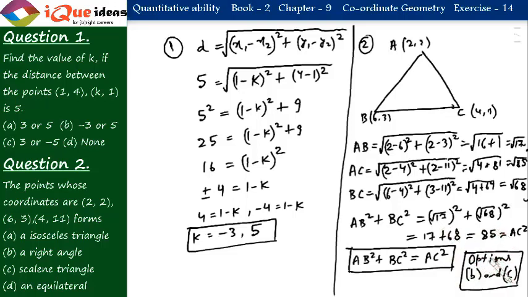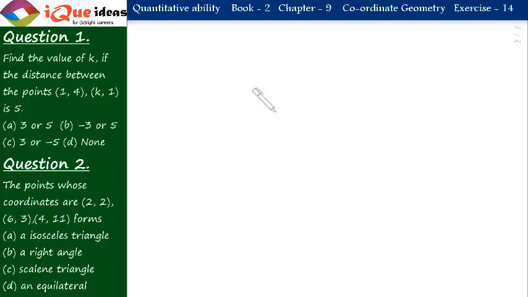Options B and C both are correct because they say right angle triangle as well as scalene triangle. For scalene, no side should be equal, right? For a right angle triangle, the sum of squares of the two smaller sides should be equal to the square of the largest side. Okay.